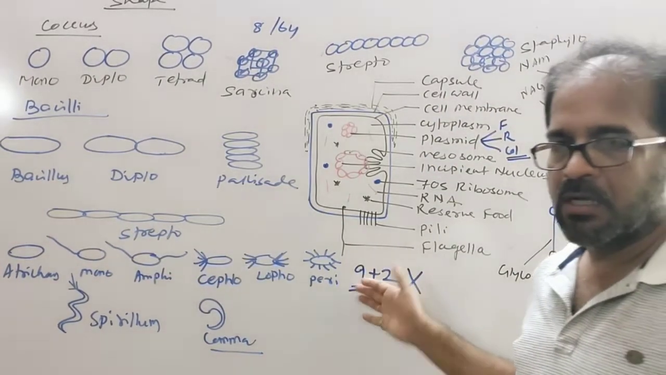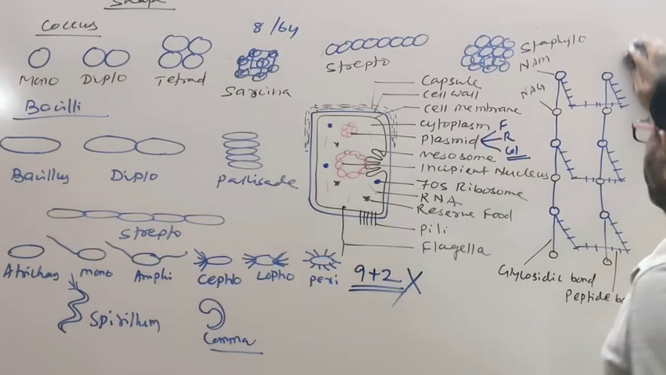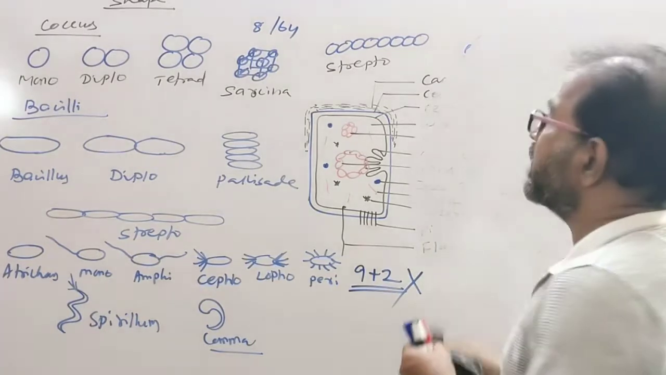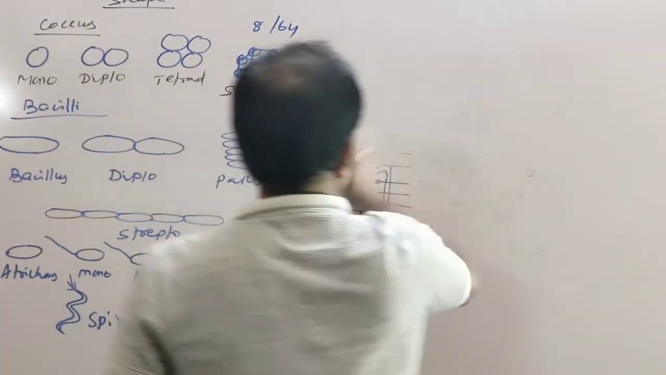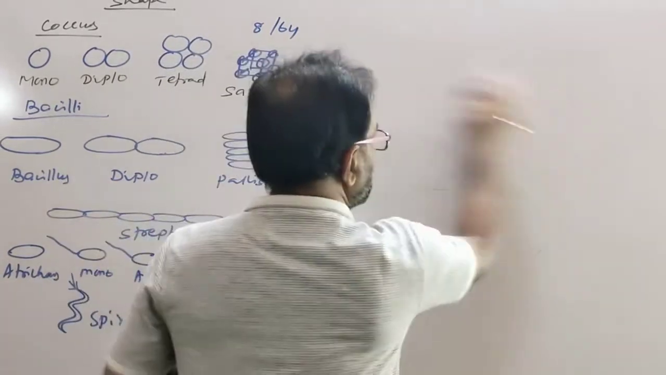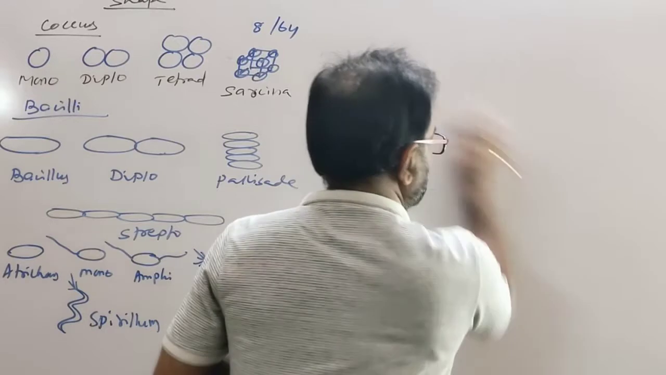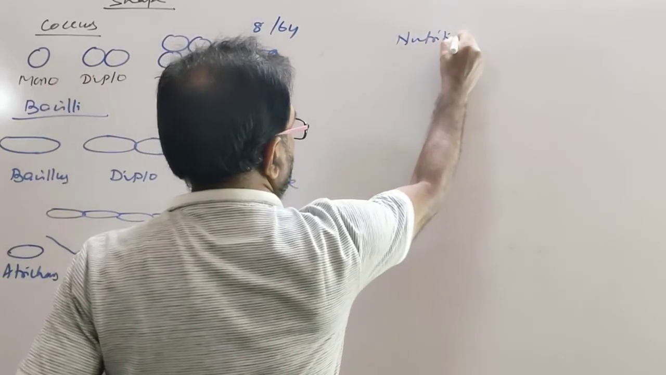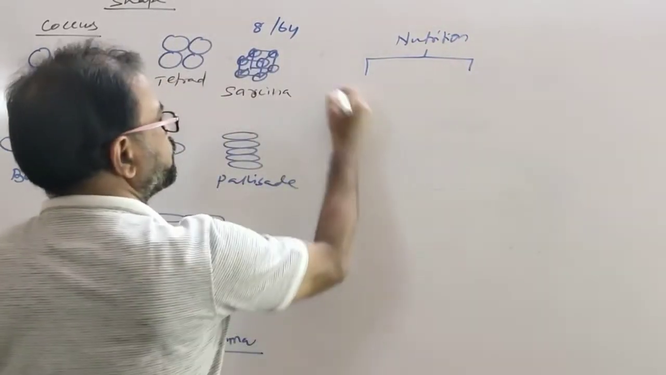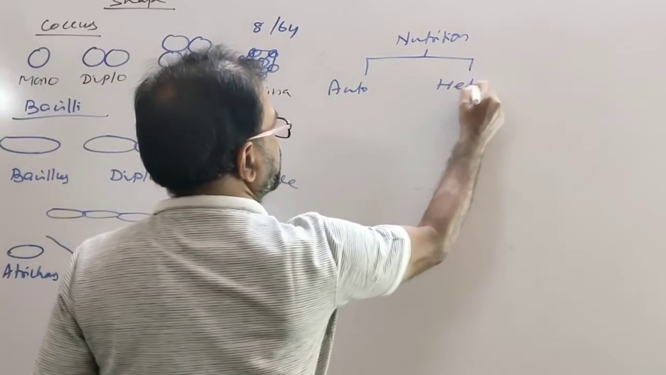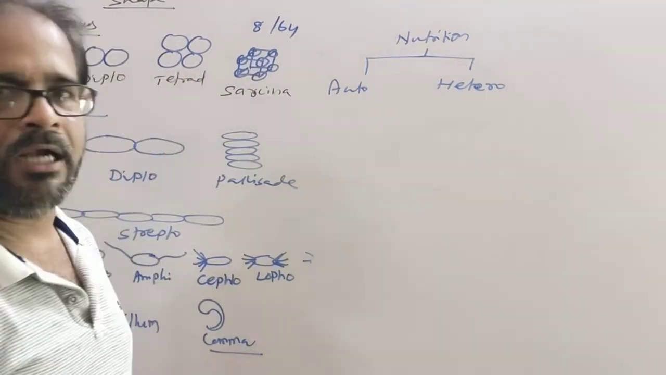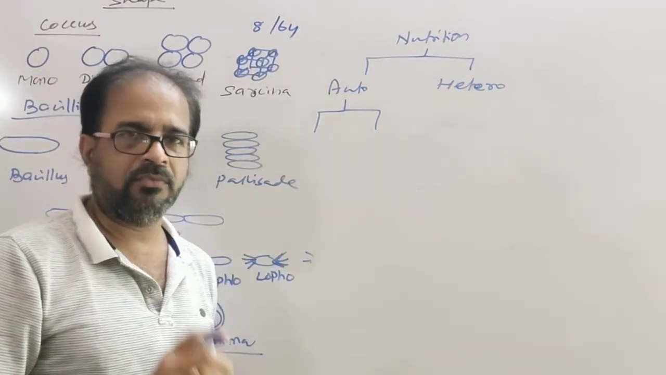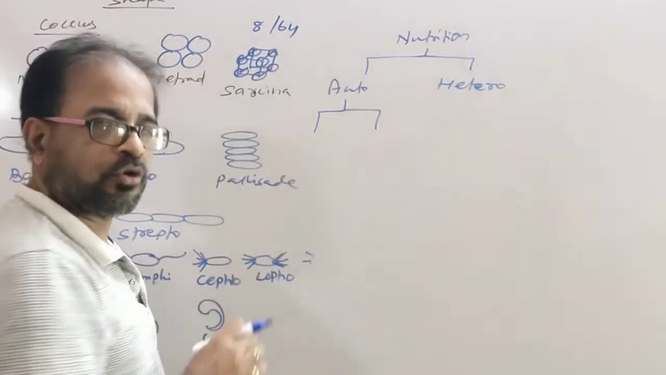Now we will study the types of nutrition of bacteria. Clear? According to nutrition, bacteria are divided into two groups: autotrophic and heterotrophic. Autotrophic means the bacteria can synthesize their own food materials. The bacteria which can synthesize their food material are called autotrophic bacteria.